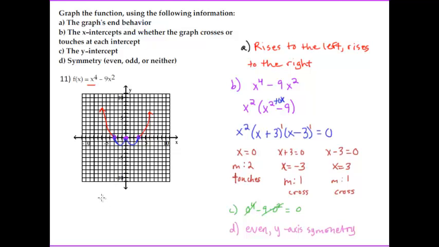Just keep in mind that these graphs are supposed to be curvy, so you'd want to try to make it look like this. It's hard to see on my graph, but you want to make it kind of curvy. And it's not a perfect graph by any means. It does kind of look like if you fold it on the y-axis it would be the same on each side, so that's that graph.